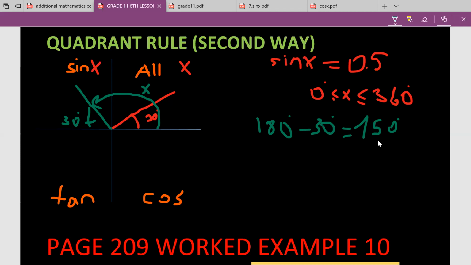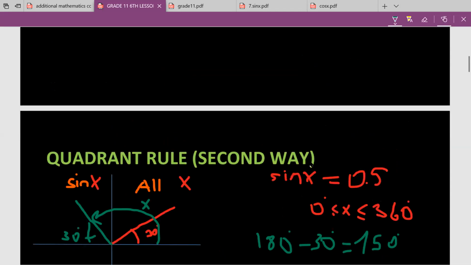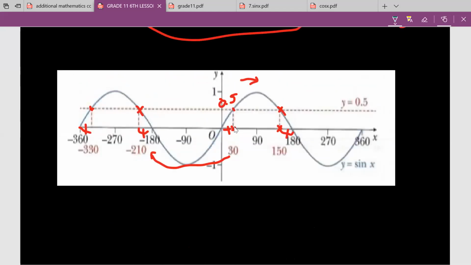And 180 degrees is in the second quadrant. If you write sine 180 degrees in a calculator in degree mode, it will be equal to 0.5. For the value of y, 0.5 here, it's crossing two x values. One is 30 degrees, the other one is 150 degrees.